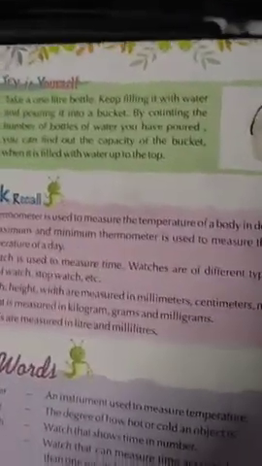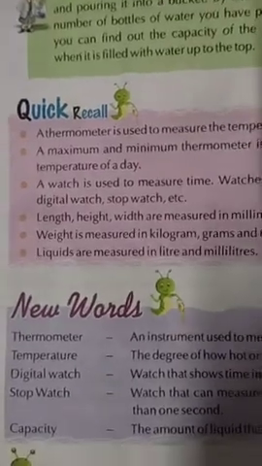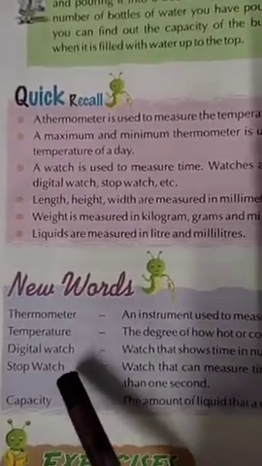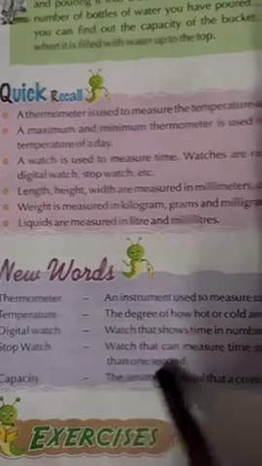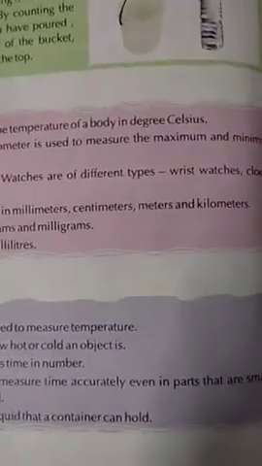With this, we come to the end of the chapter. You have to learn all the new words: thermometer, temperature, digital watch, stopwatch, capacity, all these. Clear? Read the lesson once more.